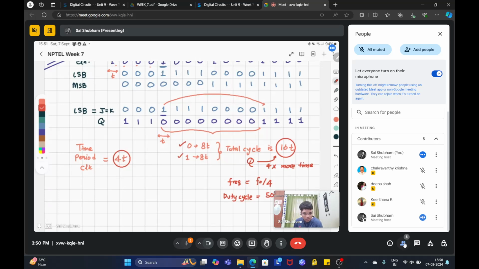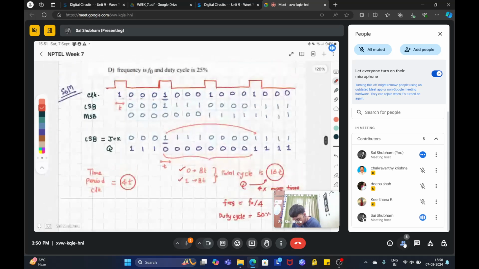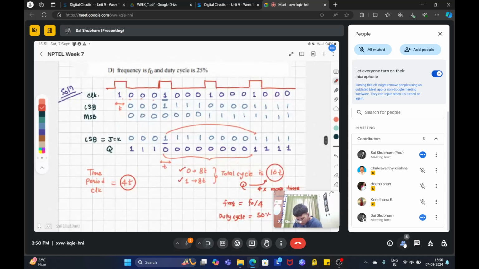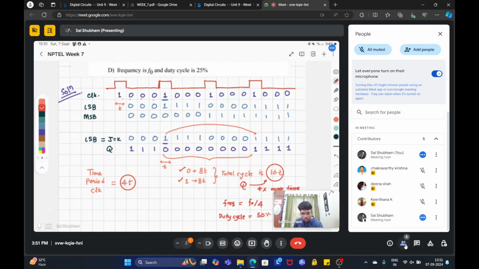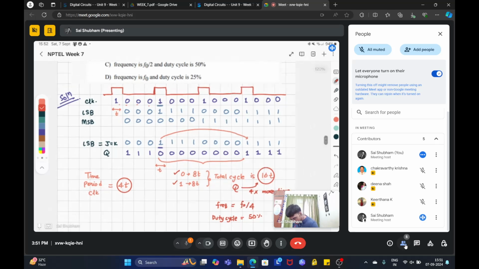Okay, so is the doubt clear? I think someone said that the frequency is coming out to be f naught by 2. So is it clear to you? I hope this is clear. I will move on to the next question.